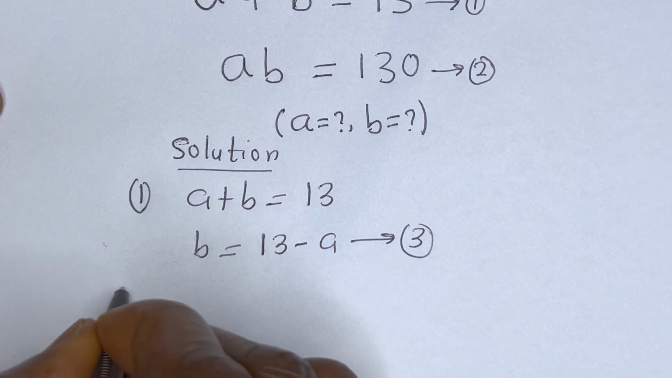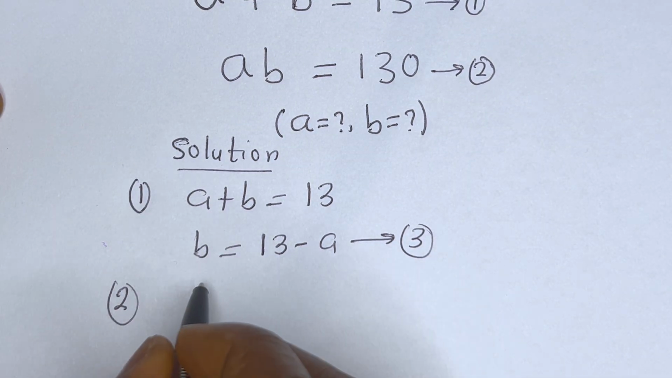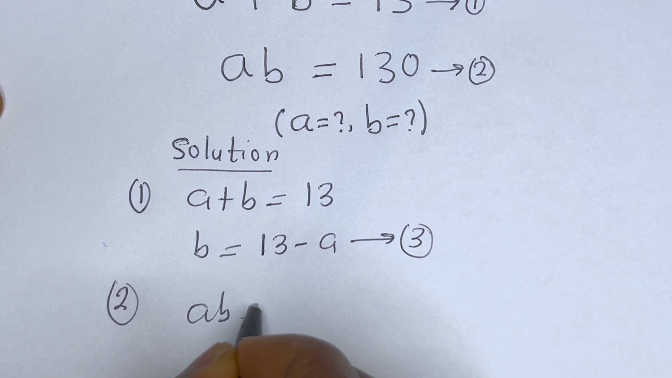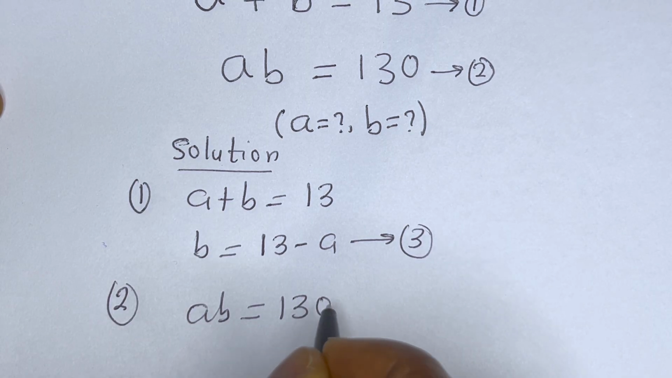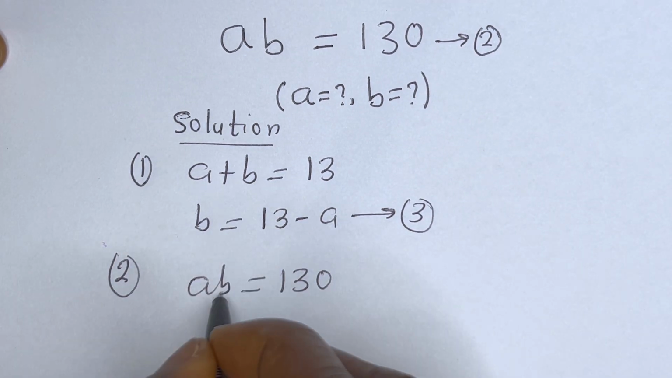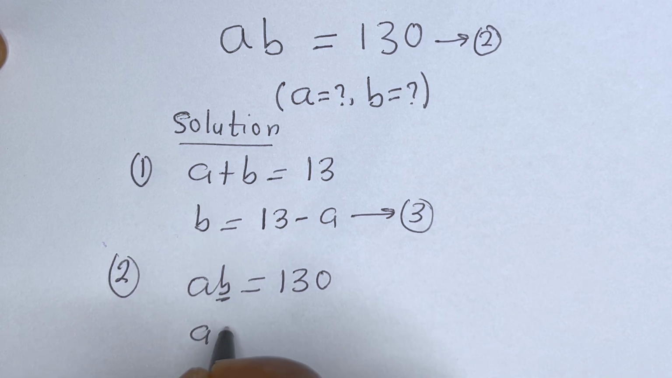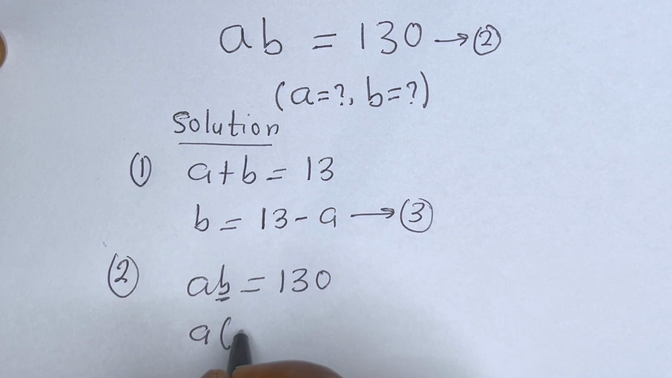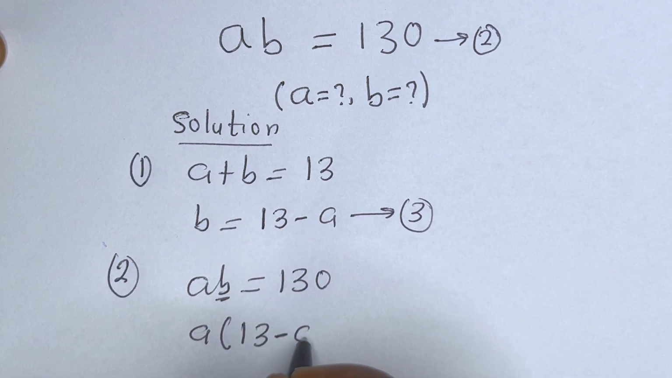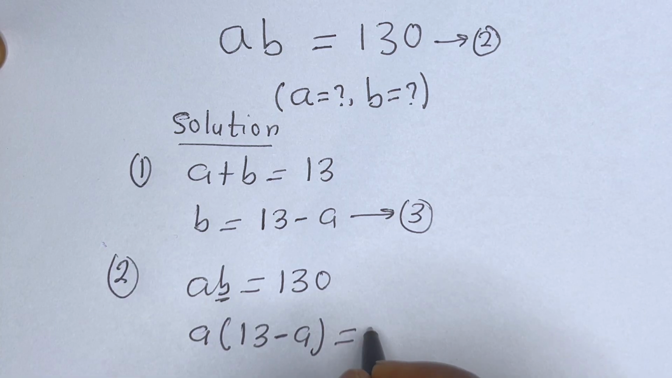From equation 2, AB is equal to 130. Let us substitute for B: A bracket B, which is 13 minus A, is equal to 130.